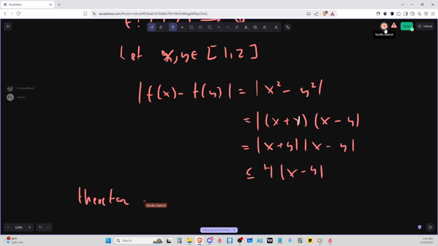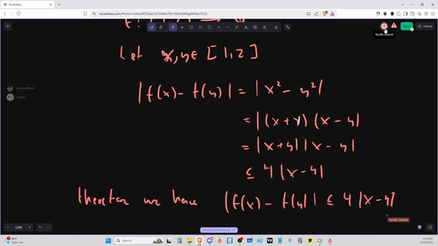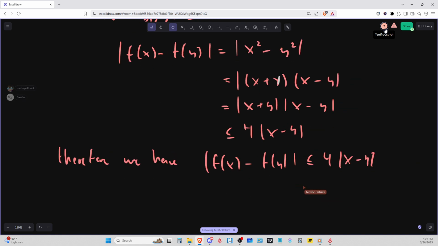Therefore, we have |f(x) - f(y)| is less than or equal to 4 times |x minus y|. And this is a stronger condition than continuity. Usually when you have a function which satisfies this, so that you're able to find some constant times the distance between your points that bounds the difference of your function values, we call such a function Lipschitz. The Lipschitz function.